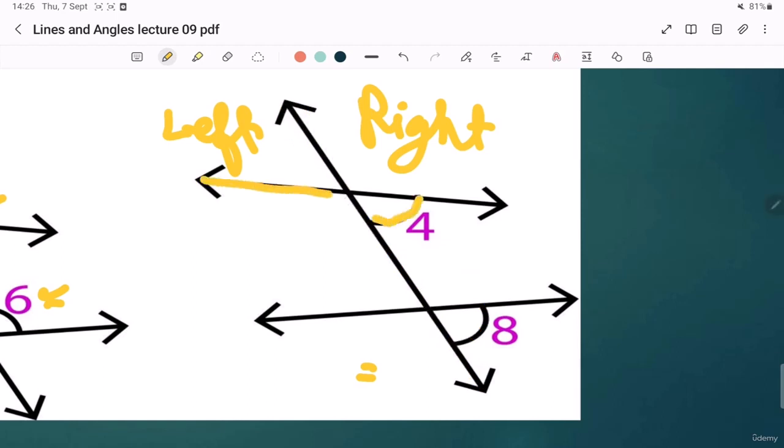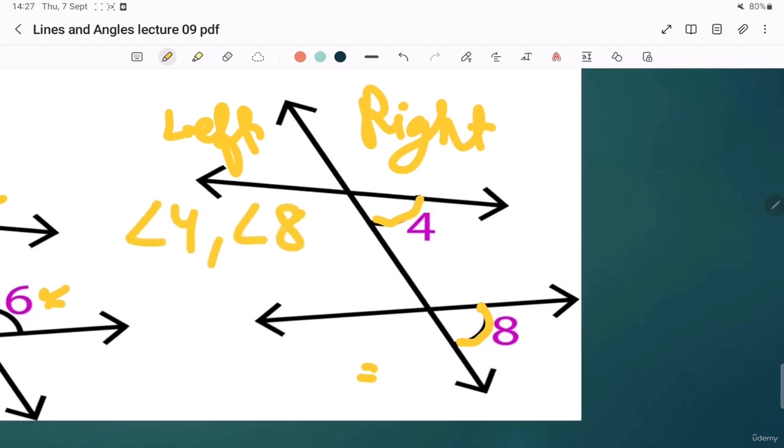Angle 4 is below this line and angle 8 is also below this line. So, both of these angles are below as compared to these two lines. Third condition is also fulfilled. These angles have fulfilled 3 conditions of corresponding angles. Therefore, these are corresponding angles. Angle 4 and angle 8 is another pair of corresponding angles.